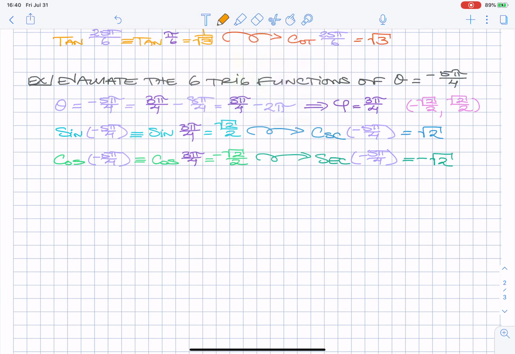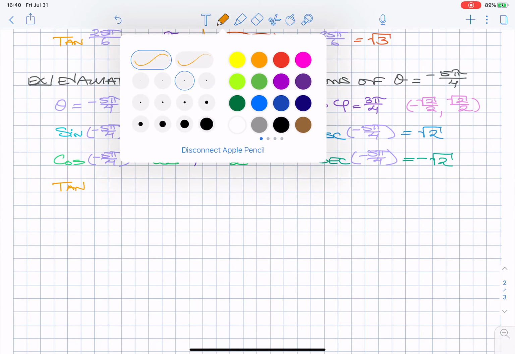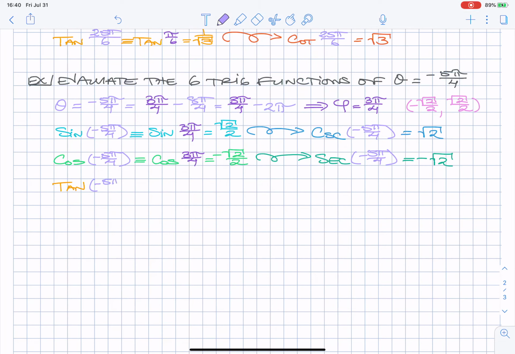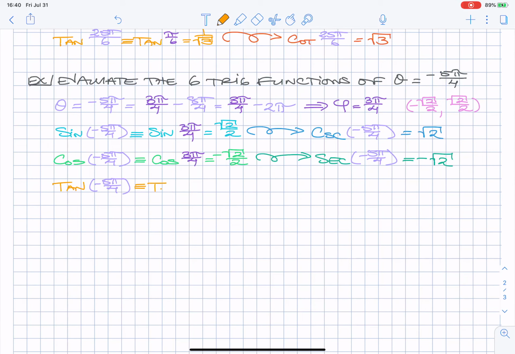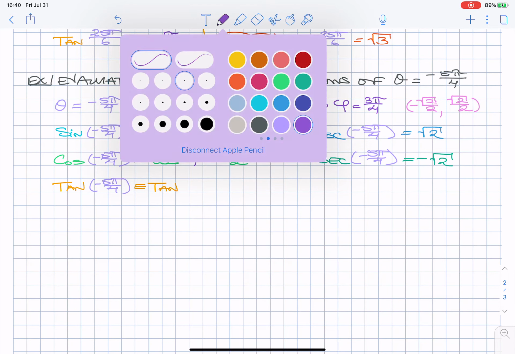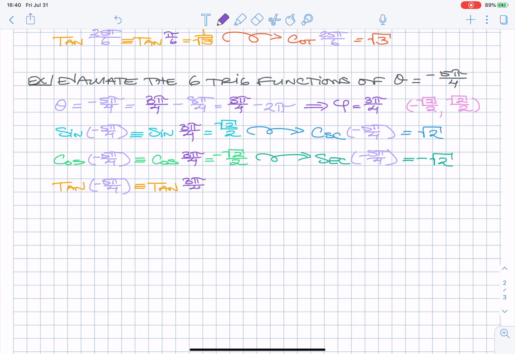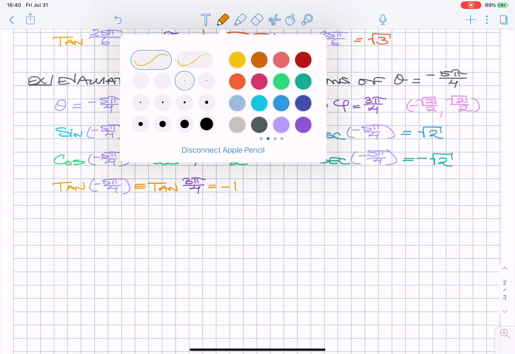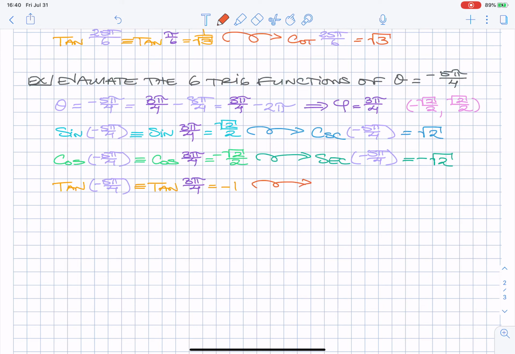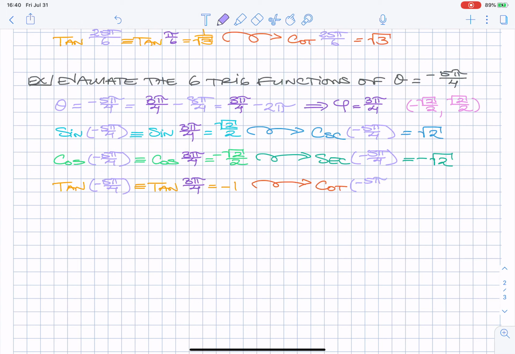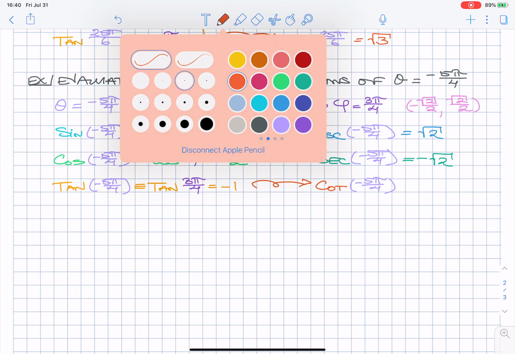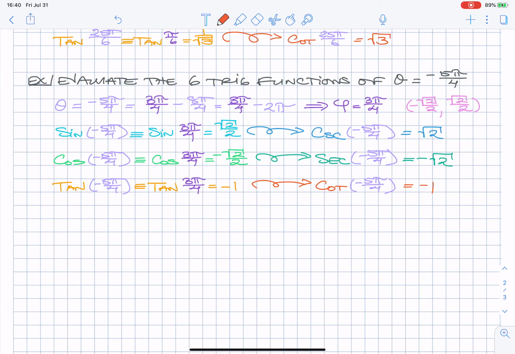And then tangent of the quantity, negative 5 pi over 4, is equivalent to tangent of 3 pi over 4. Take the quotient of the two above, and I'll get negative 1. Because they're both the same, so at least I can do that one in my head. So cotangent of the quantity negative 5 pi over 4. I just flip negative 1 upside down. Negative 1 upside down is still negative 1. Okay, so let's change it up just a bit.